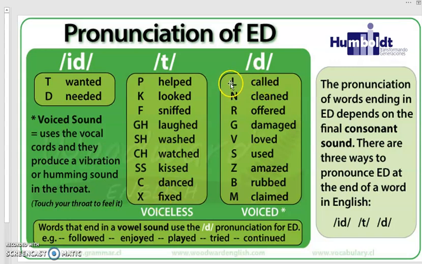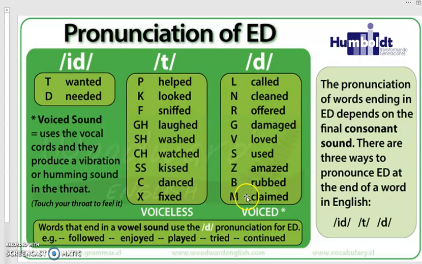Also, with the verbs that finish in L, N, R, G, V, S, Z, B, M, we pronounce it as D. For example, we don't say call it or damage it, we say called, cleaned, offered, damaged, loved, used, amazed, robbed, and claimed.